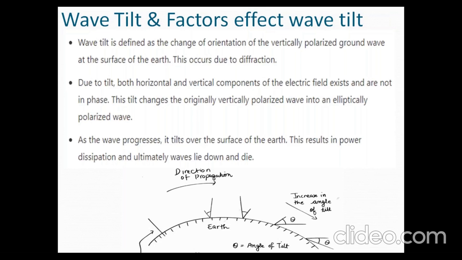Okay, so what is the angle of tilt? We can see here, if the wave is propagating in this direction and moves from this angle to some other angle after meeting some obstacle in the middle, then that is called wave tilt, and it is represented by theta here. Next, the factors affecting the wave tilt are permittivity and conductivity. These two factors will be affecting the wave tilt. If they ask you the question, you have to write these two conditions.